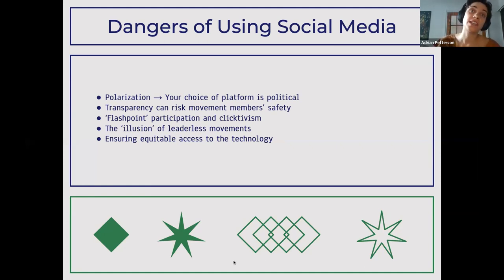There's also the issue of flashpoint participation and clicktivism. So this is where somebody engages for a very, very short amount of time on social media and then sort of disappears. We see a lot of flashpoint participation on social media. A great example of this would be just for the month of June, all of a sudden everybody has rainbows and everything, and then it goes away immediately, and there's not that support for LGBTQ plus organizations after that month. We also saw that after the protests in 2020, where everyone was posting black squares on their social media, and then it just went away. That's very indicative of flashpoint participation, and it's not a long-term solution.